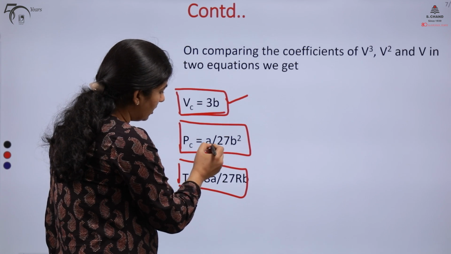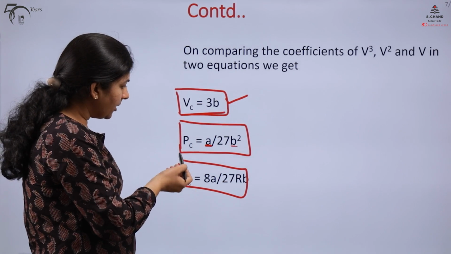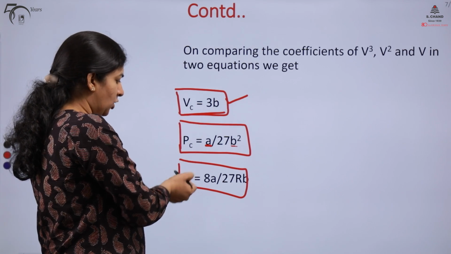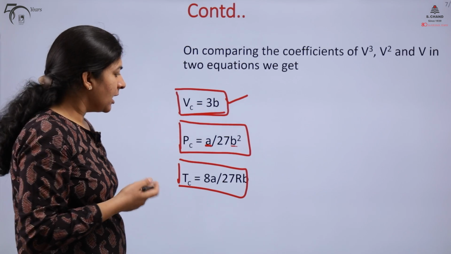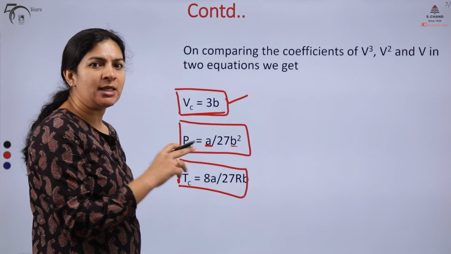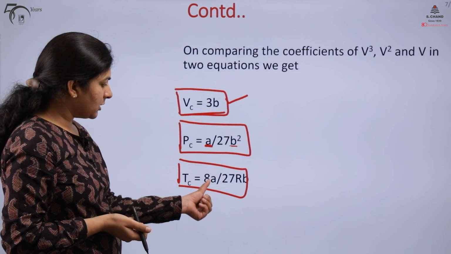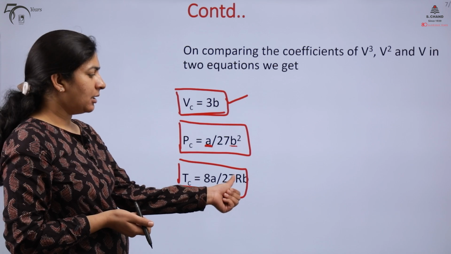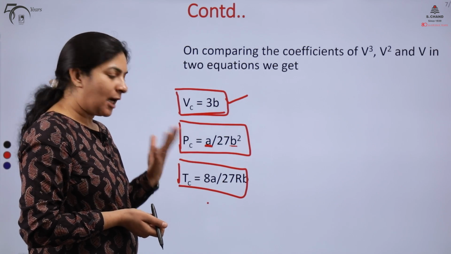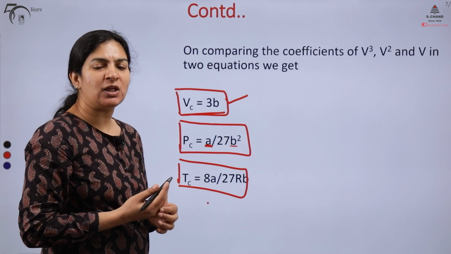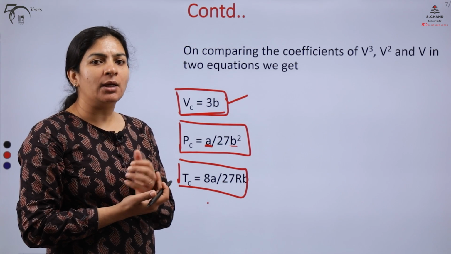So A and B here are nothing but van der Waals constants. Therefore we can see here that critical temperature, critical pressure and critical volume for any gas can be calculated by simply substituting their van der Waals constants in these expressions. So if we substitute the value of A, R and B over here, we would be getting critical temperature for that particular gas, and therefore we can decide what are exactly the conditions which are required to liquefy a gas.